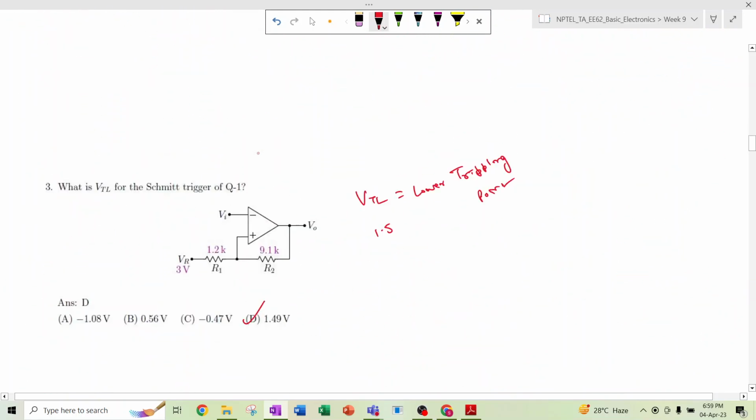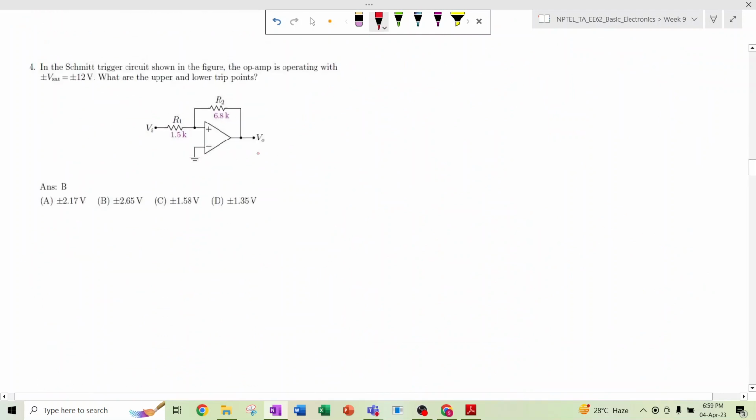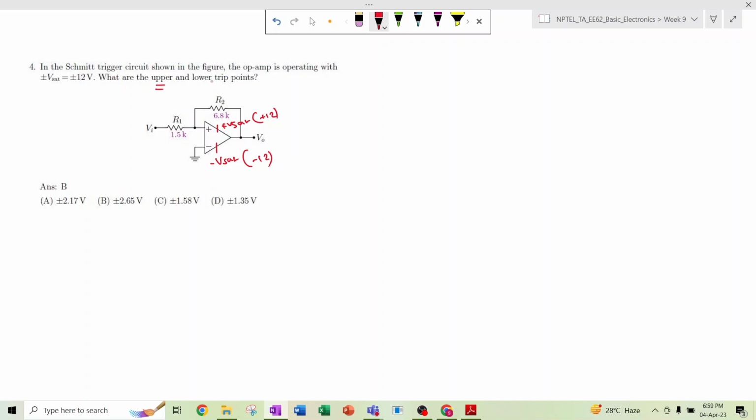Okay, moving forward to the next part. In the Schmitt trigger circuit shown in the figure, the op amp is operating with plus minus Vsat. Now it is given plus 12 volt and minus 12 volt, that is, plus Vsat is plus 12 volt, and minus Vsat is minus 12 volt. Now it is being asked what the upper and lower trip points are. So how can we find out? We first need to draw the transfer characteristics, and from there we can easily say what the upper trip point and the lower trip point are.